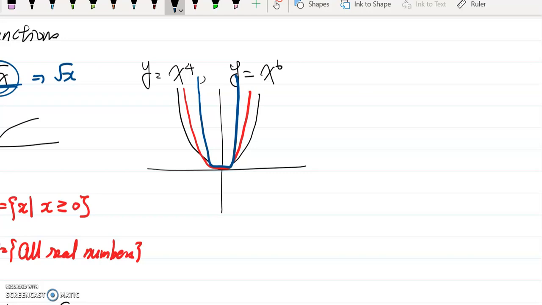Okay? Therefore, in the inverse function, any y equal to nth root of x, where n is even, the domain is always limited.